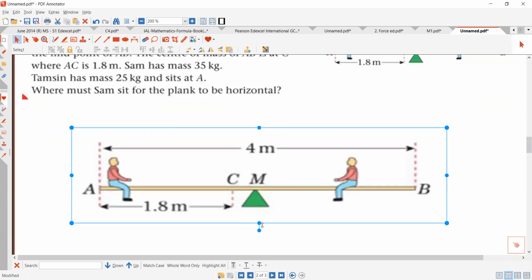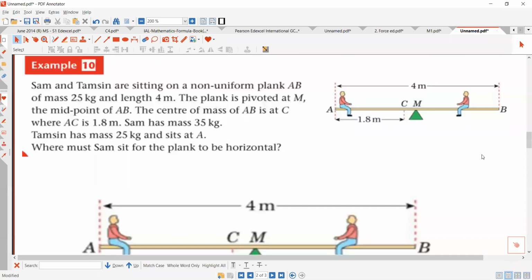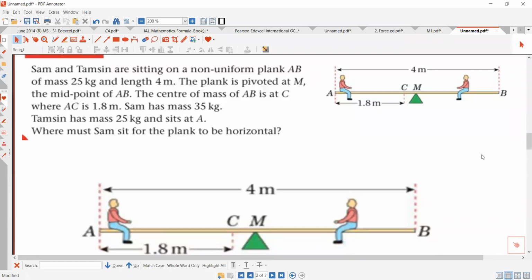Yes, seesaw, sort of. Now they said Sam and Thompson are sitting on a non-uniform plank AB of mass 25 kg and length 4 meter. And now let me tell you something about a non-uniform rod. In a non-uniform rod, you have no idea where your center of gravity is. It can be here, here, anywhere, but we have no idea where it is.